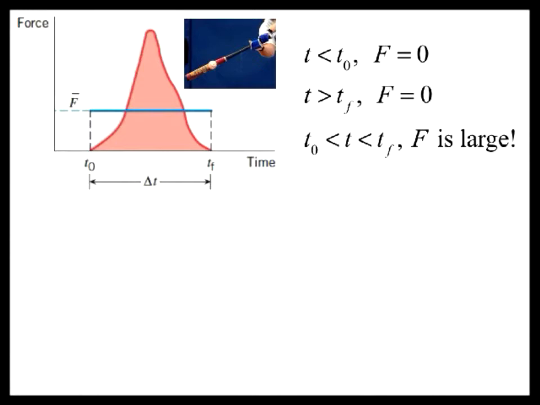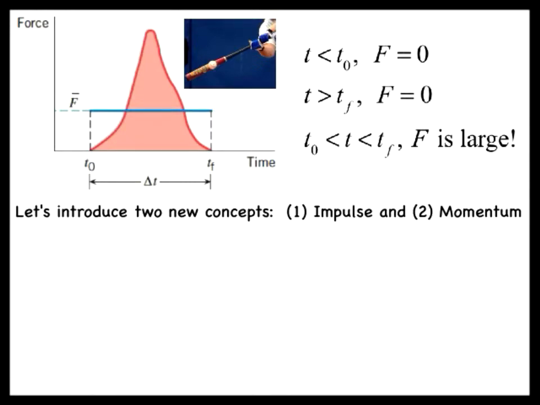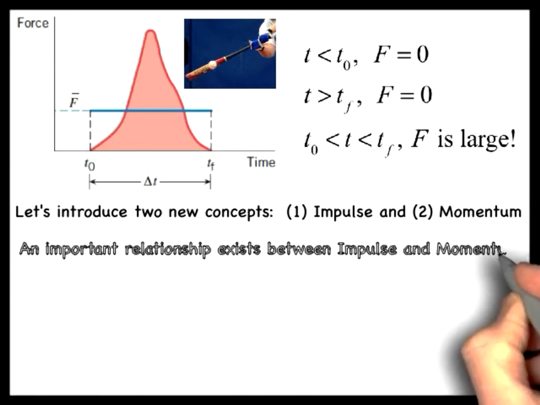The time interval, delta t equals t final minus t initial, when the ball is in contact with the bat, is often quite short, maybe only a millisecond, but the force can be large, often thousands of newtons. For comparison, the plot also shows the average force acting on the ball during contact. To describe these time-varying forces, we will introduce two new concepts. The first is called impulse, and the second is linear momentum. We will use Newton's laws of motion to show that an important relationship exists between them.